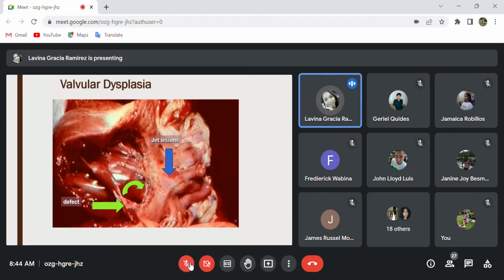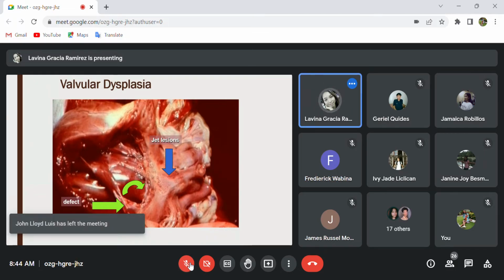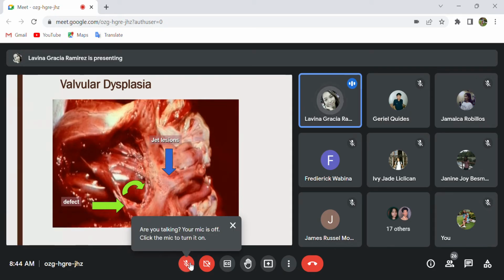The blood just goes straight through, so the volume of blood is there. The primary lesions that can be seen come from the turbulence of blood. You have the jet lesions here. This is the defect under valvular dysplasia, the structural changes in the valve. If I ask you which among these are the primary features, it's more of these here.